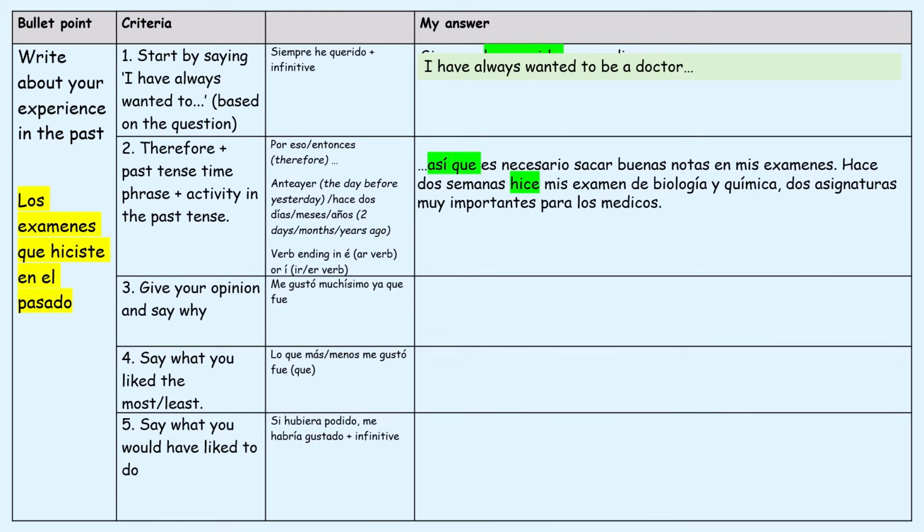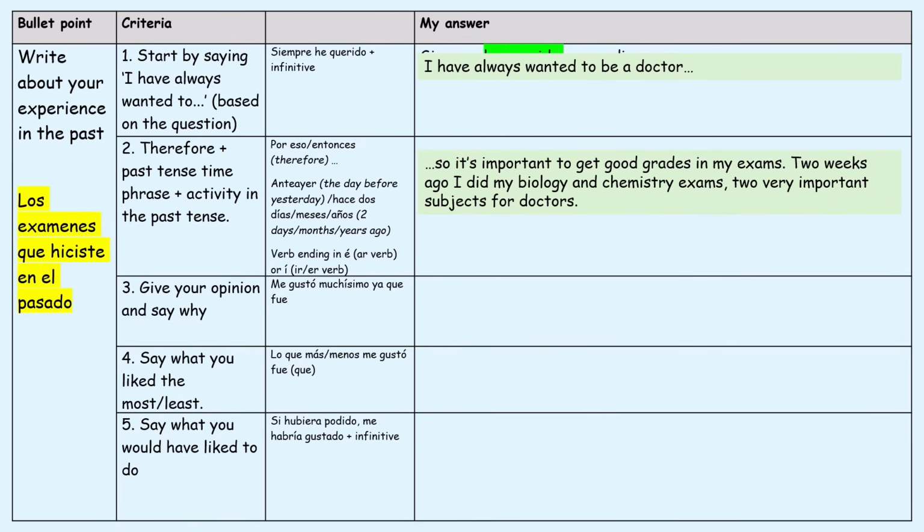Vale, so the translation here, and note the use of así que and hice are my 2 green light phrases here. So it is important to get good grades in my exams. 2 weeks ago, I did my biology and chemistry exams, 2 very important subjects for doctors.